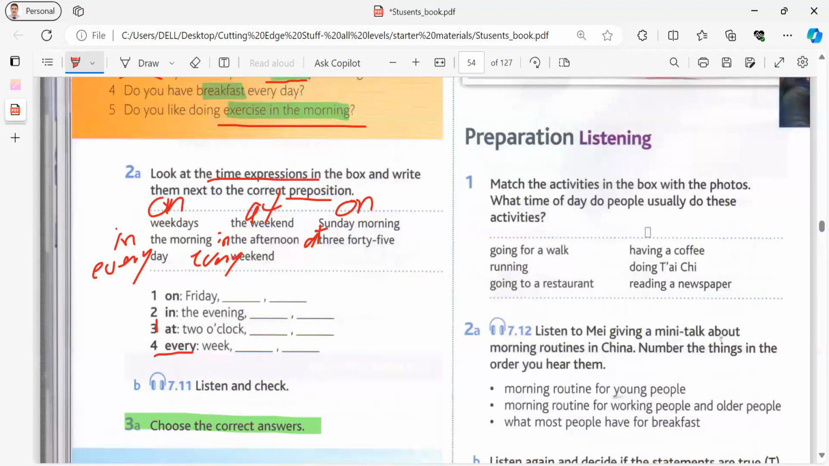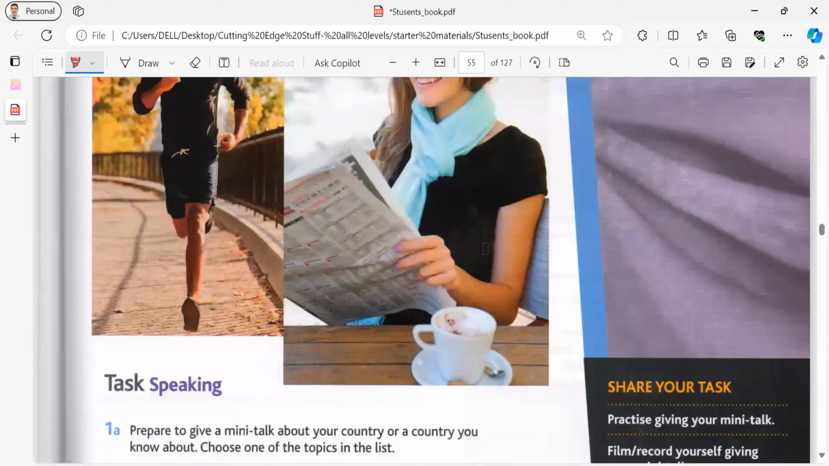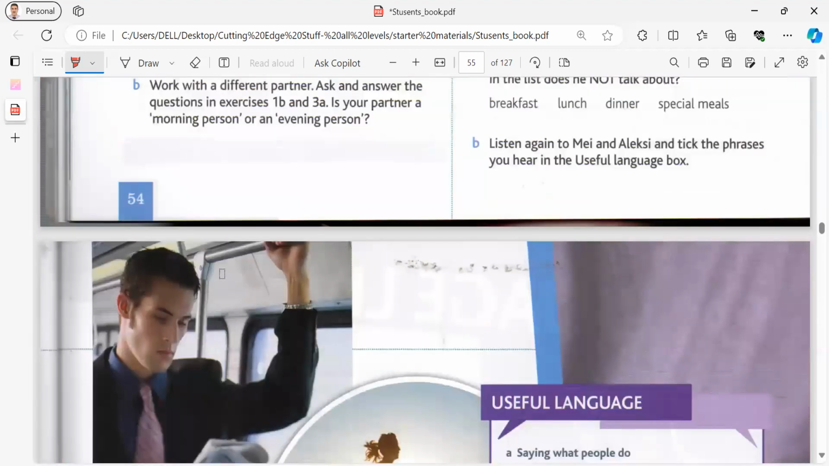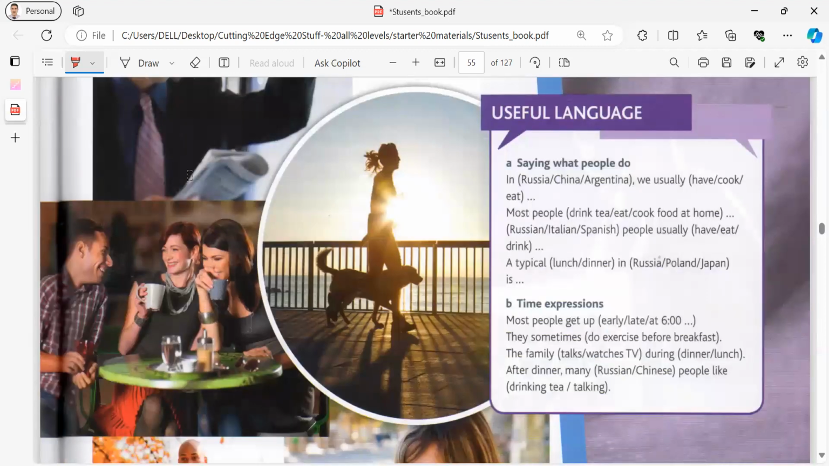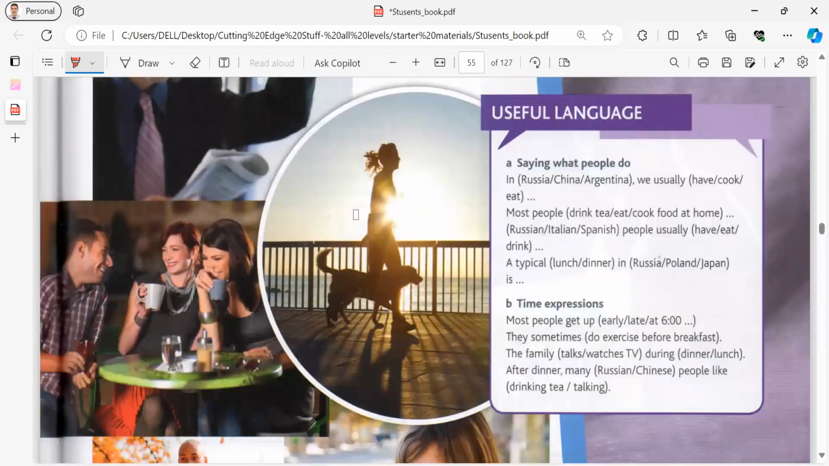Now we start listening. Match the activities in the box with the photos. What time do people usually do these activities? Look at the pictures. The first one. What's he doing? I think he's going to work. He's on the bus going to work. What about the second picture? What are they doing?